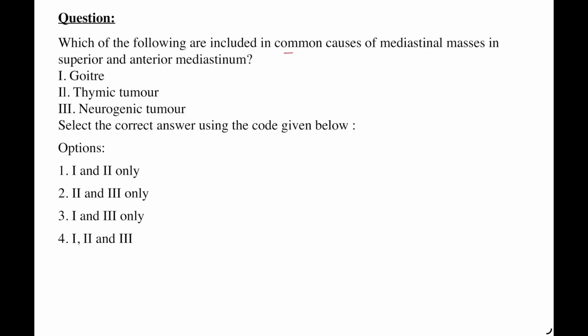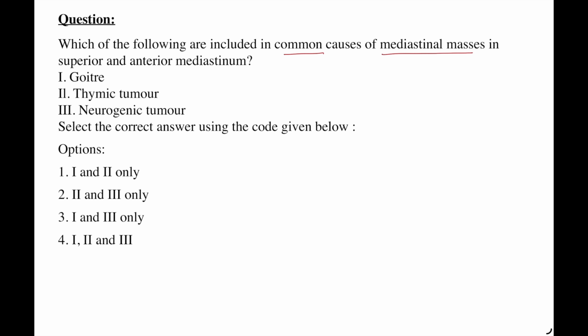Now, which of the following are included in common causes of mediastinal masses in superior and anterior mediastinum? See, I'm not giving you the whole list here. In the regular course, I have added the causes of mediastinum. I have divided them into different segments. Now, when you take retrosternal goiter and thymic tumor, they are present both in superior and anterior mediastinum, but neurogenic tumors are actually classical of posterior mediastinum. So the correct answer here is 1 and 2.